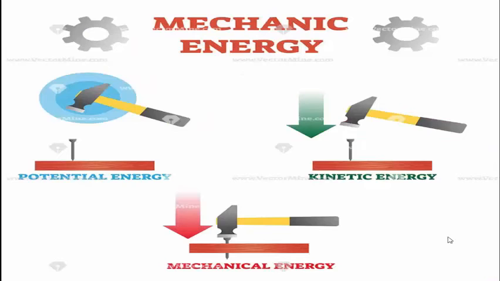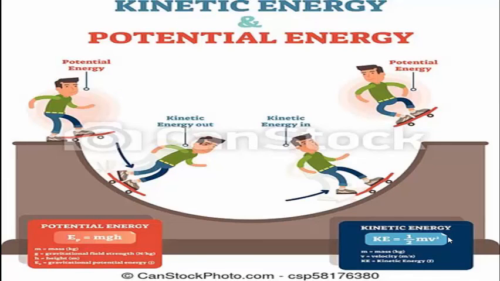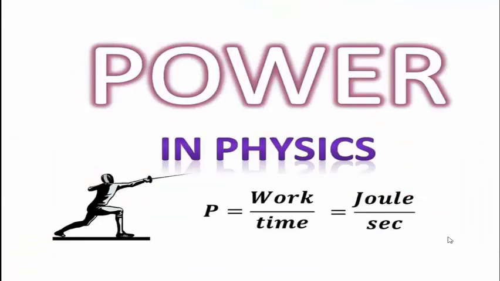The mechanical energy. It is the sum of the kinetic energy and potential energy of an object. These are the various examples for the mechanical energy. In the mechanical energy, you have to add the kinetic energy along with potential energy, that is half mv square plus mgh.